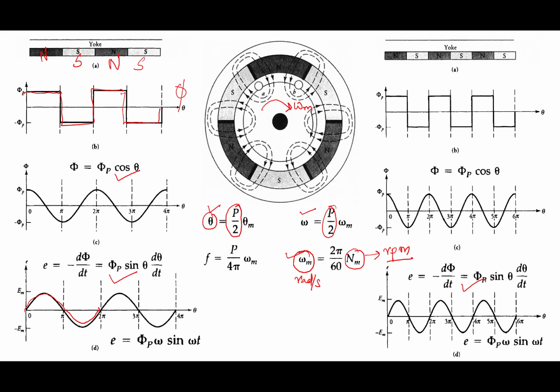If we express f in terms of revolutions per minute, the expression becomes f equal to P by 120 nm. And if the frequency is given and I want to find the speed of the rotor, I can find it from this expression: nm equal to 120 f by P.